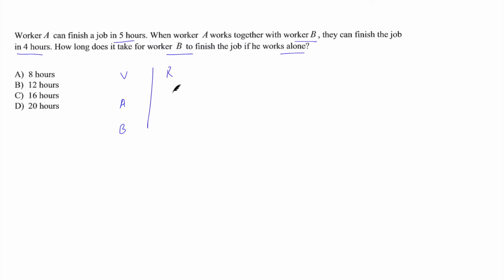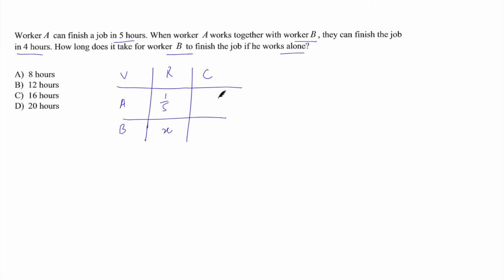So what are their rates? Rate is 1 over time taken, you already know that. So worker A's rate is 1 over 5 and we don't have worker B's rate. Let's say worker B's rate is X. That's it. So now we need to calculate the combined rate first. How do we calculate the combined rate?